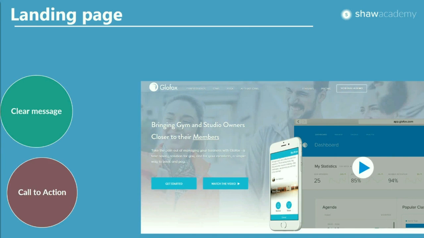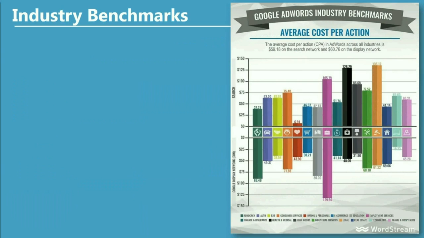Make sure you've got a clear message and a clear call to action. So there's your call to action: getting started. Say you run an ad for Glowfox: sign up for our new fitness studio app. Get on the program, right? You need to make sure that there is a clear call to action. So "get started", that's pretty clear. And a clear message, okay? What is the landing page for, and how does it relate to your ad? It's all about your user experience.